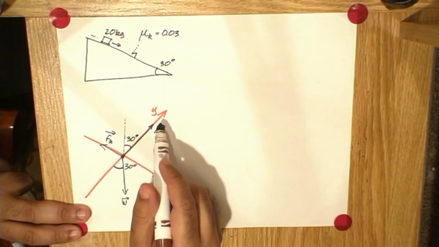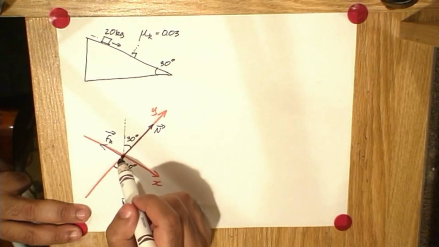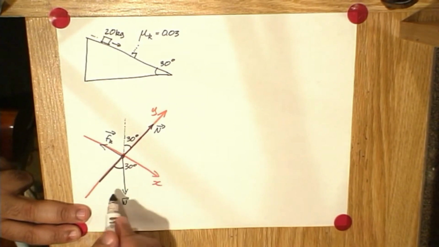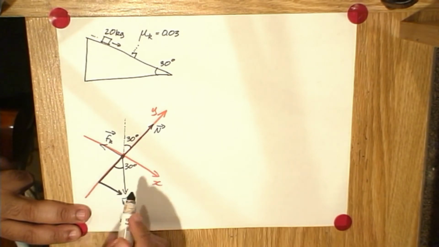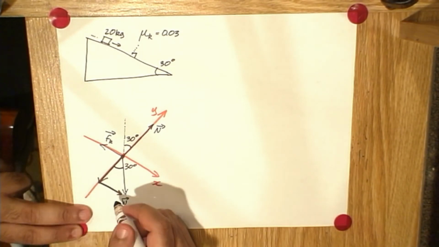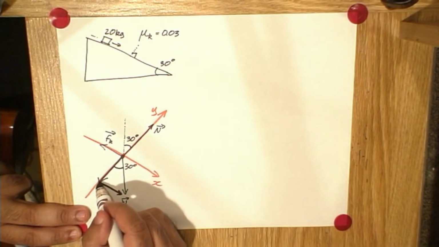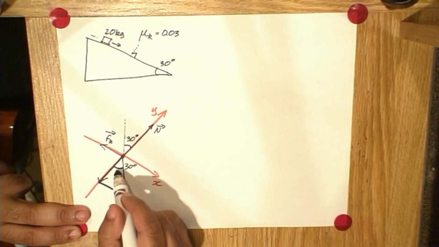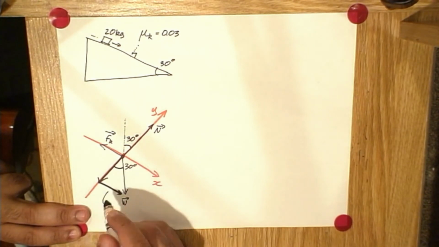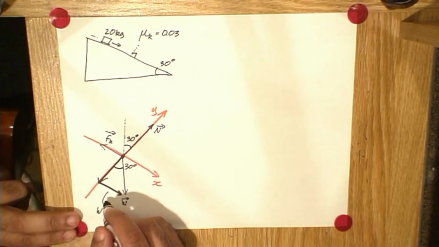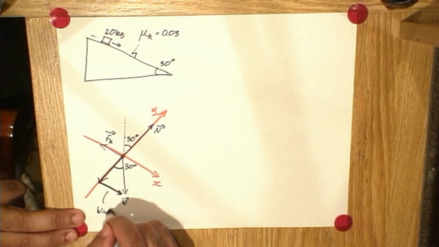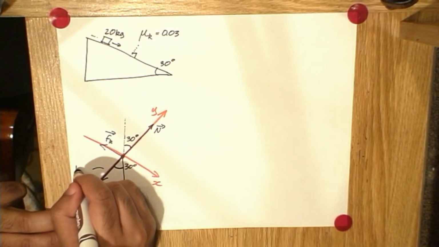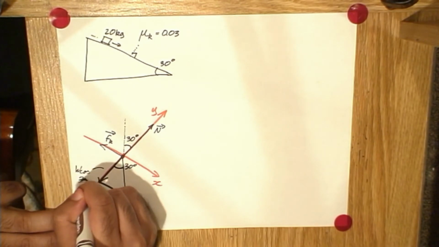So now the normal force is along one axis, the kinetic friction is along another axis. Let us now draw the components of the weight force. The opposite side, which is parallel to the x-axis, is now the opposite side of this triangle. So this is going to be given by weight sine of 30 degrees. And this is the adjacent side, which is given by weight cos of 30 degrees.